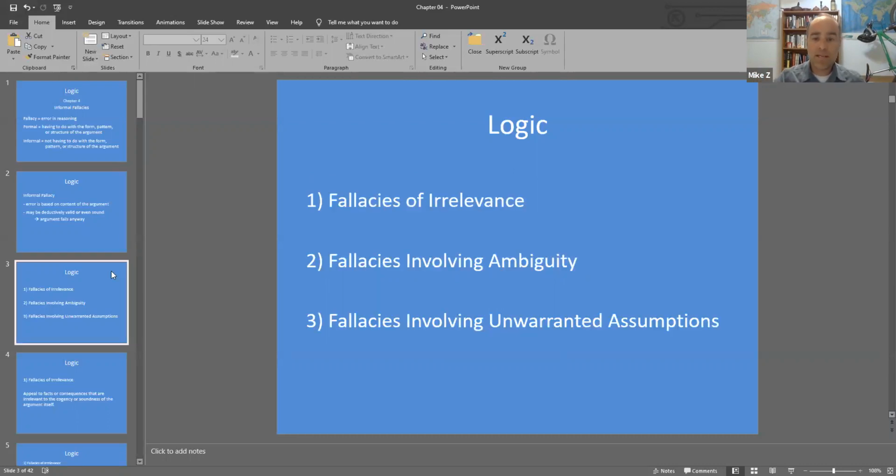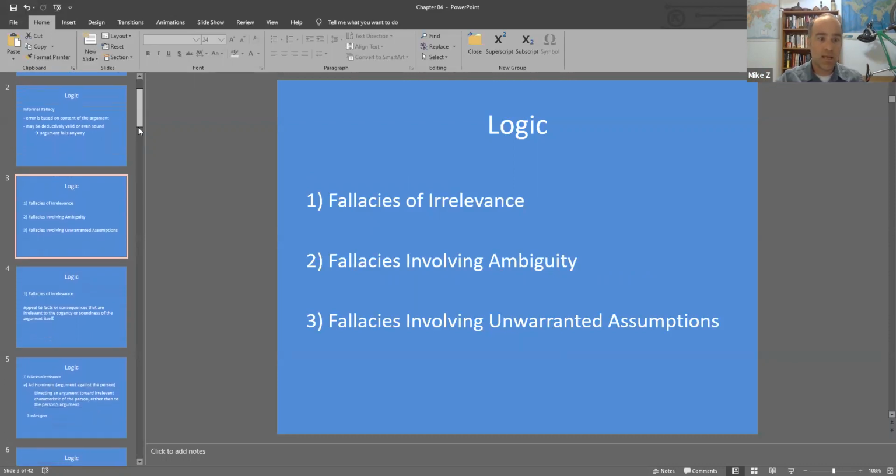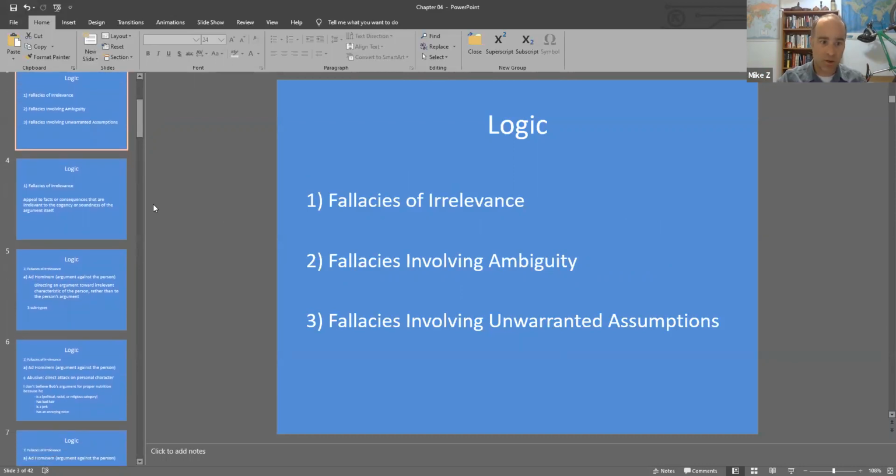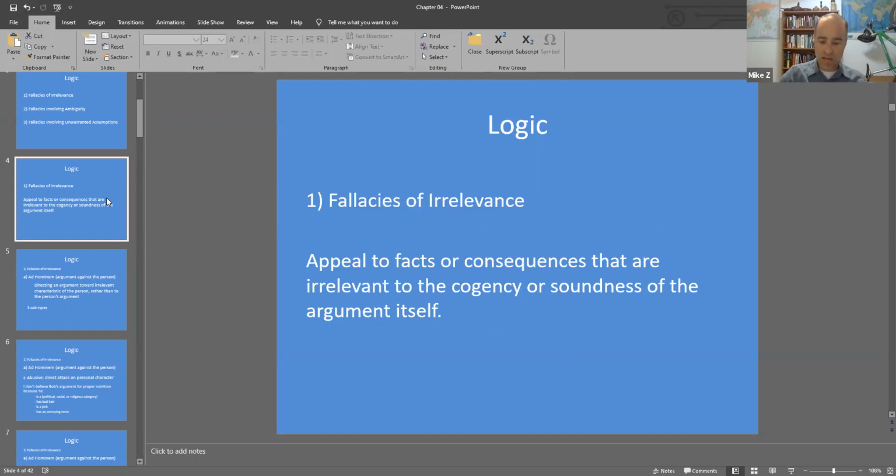Okay, so there are 3 general categories that we'll look at, and these are the categories that are in the book too. I've added a couple of other examples within each category, but we'll go through these one at a time. Starting with number 1, fallacies of irrelevance. Maybe this is obvious from the title, but these are arguments where somebody appeals to facts or consequences or something that's simply irrelevant to the validity or the cogency of the argument itself.